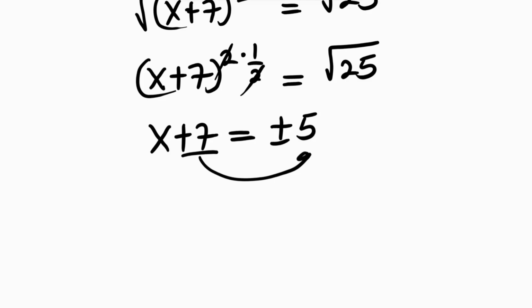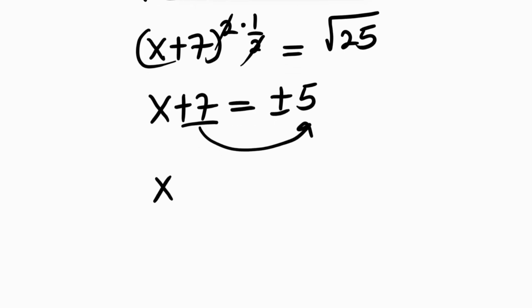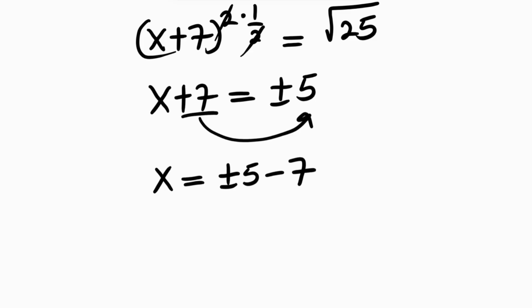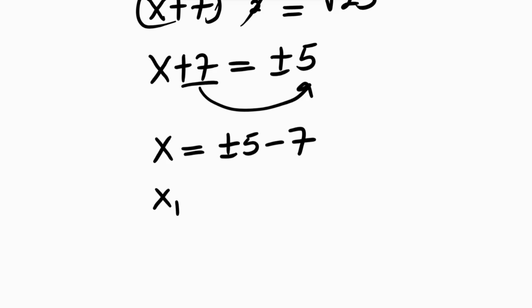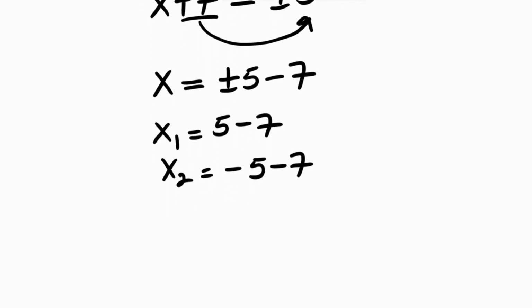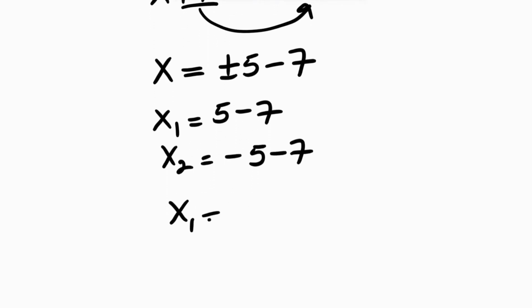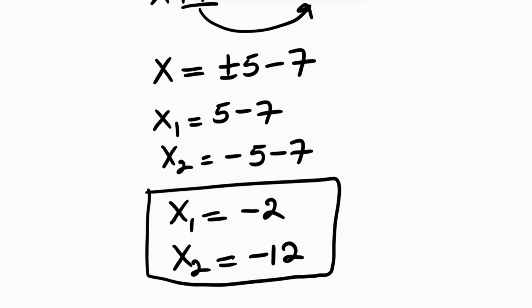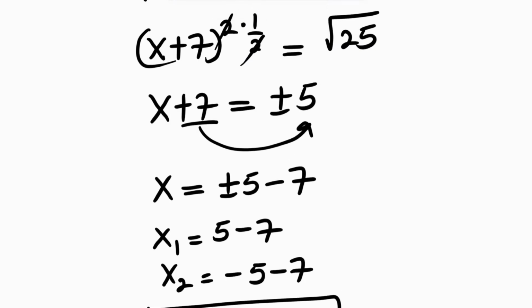So we'll move 7 to the right-hand side, and so we have x is equal to plus or minus 5 minus 7. So the x1 is 5 minus 7, and then x2 is minus 5 minus 7. So our x1 now is equal to minus 2, and x2 is equal to minus 12. The same set of answers as the first and the second method.